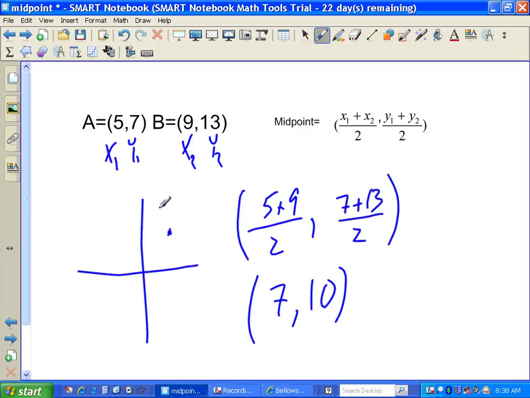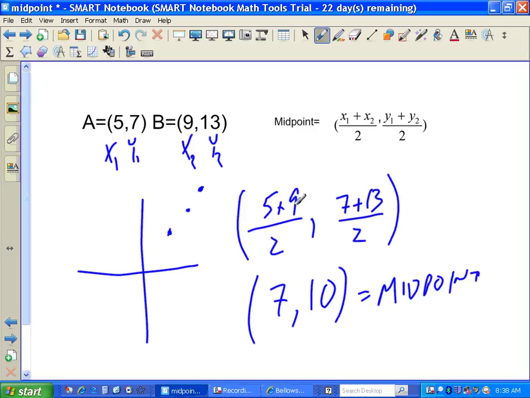5, 7 is about there. 9, 13 is about there. So 7, 10 is precisely in the middle of those 2 points. You can see it's exactly even, those 2 segments right there. Okay, so that's my midpoint.